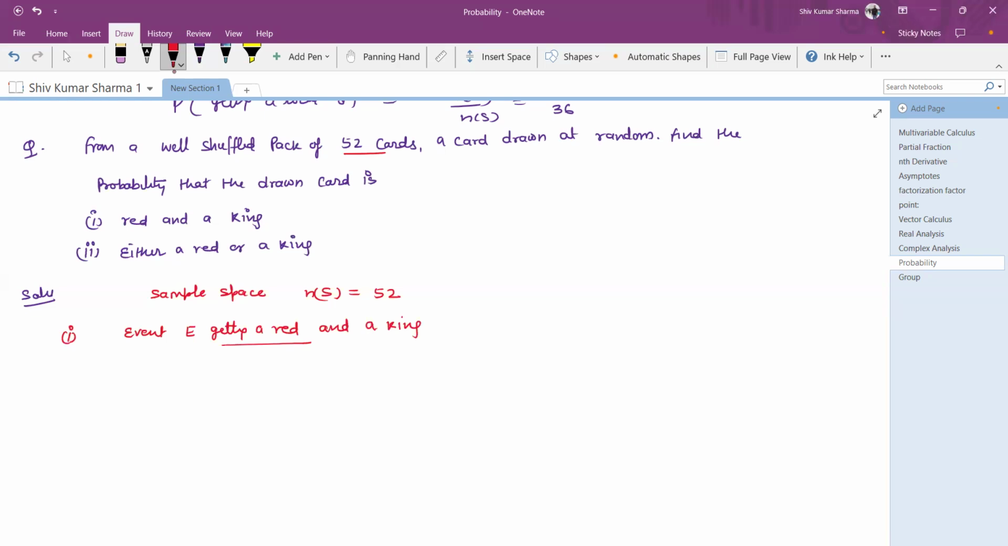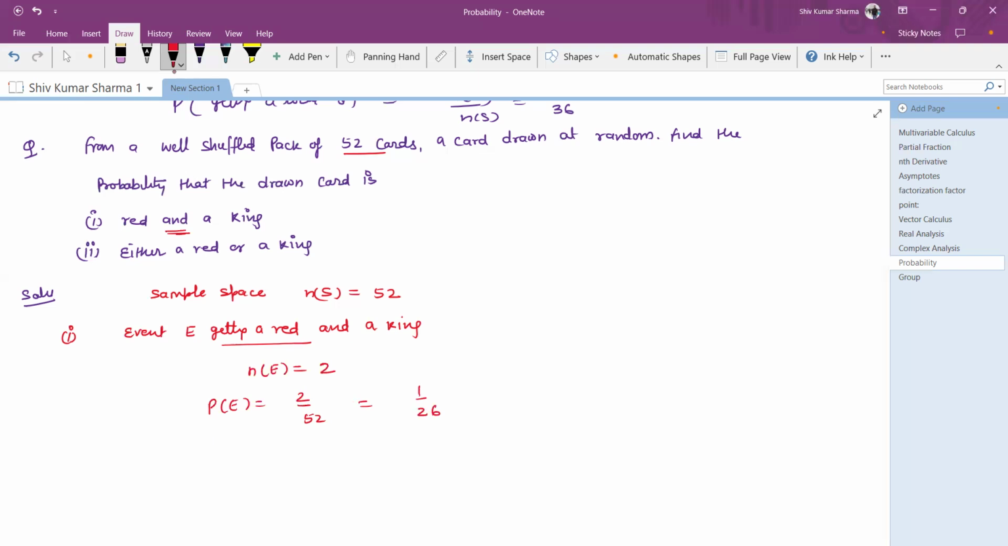So the card should be red and it should also be a king. So 'and' is used, which means we have the intersection. Intersection means we take the common elements between them, so that there are 2. So the number of elements in E is 2, getting a red card and a king. So n(E) contains 2 elements. So the probability P(E) is equal to 2 by 52, equal to 1 by 26.